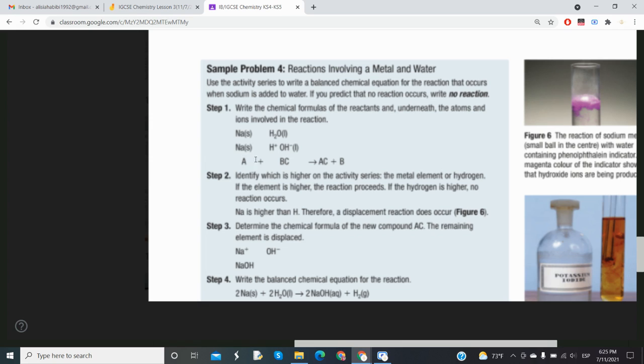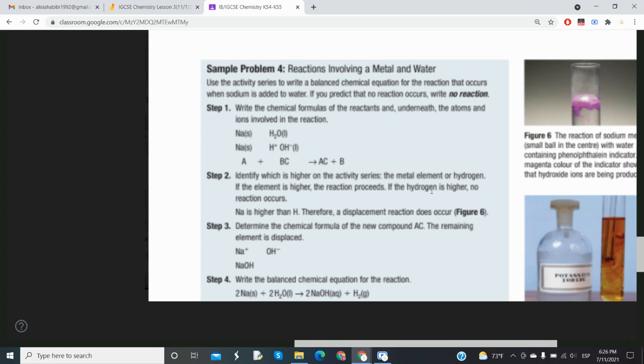And now we need to use the pattern of single displacement reaction, which is A reacting with BC compound, and A displaces B to combine with C. And so in this case, now that we've broken down the water compound into its respective ionic charges, we need to see if sodium is higher or lower than hydrogen on the activity series. So identifying which element is higher on the activity series would definitely determine how the reaction is going to proceed.